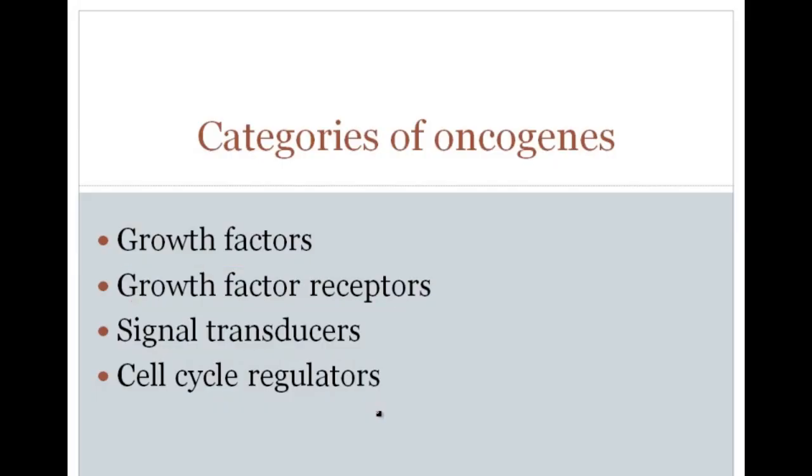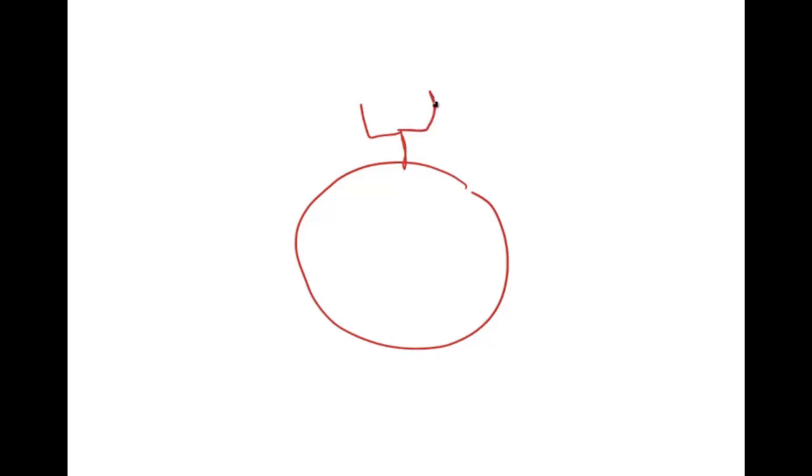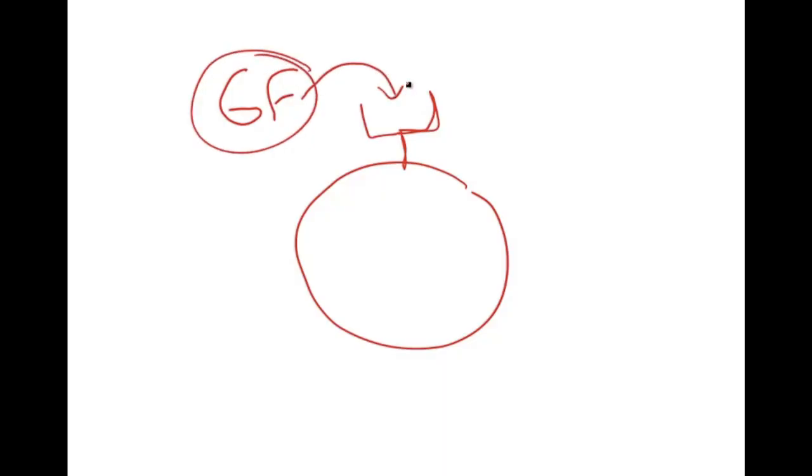I'm going to generate a whiteboard here and just draw you a simple picture to remind you of something. Let's pretend that this is a cell, and this cell has a growth factor receptor on its surface. Now, there will be times when a cell needs to divide, either because it's constantly turning over or because there is some sort of repair or regeneration. When the cell needs to divide, growth factor comes in and binds the growth factor receptor.